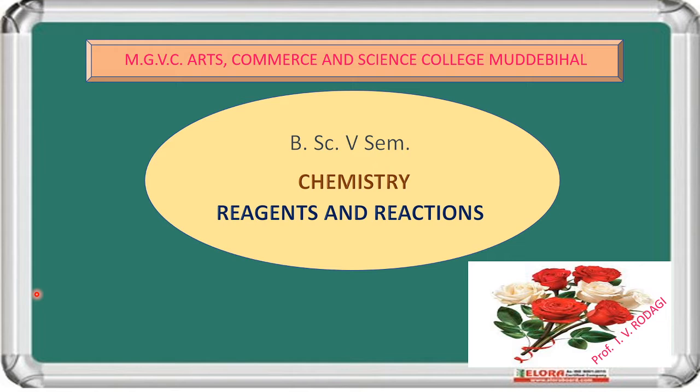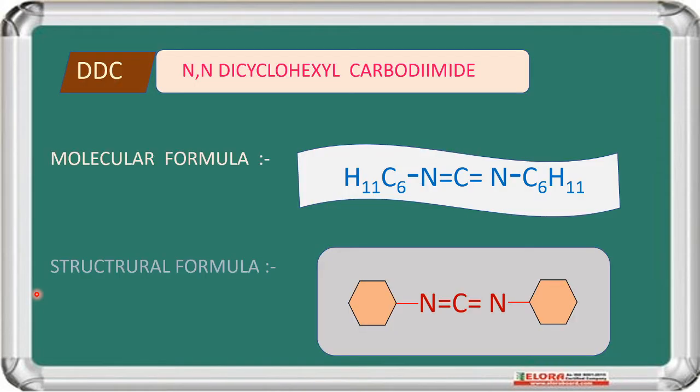Now we have to start the next reagent. The name of the reagent is DCC. In the last class we studied the OsO4 reagent. Now we start the next reagent, DCC. Its long form is N,N-dicyclohexyl carbodiimide.